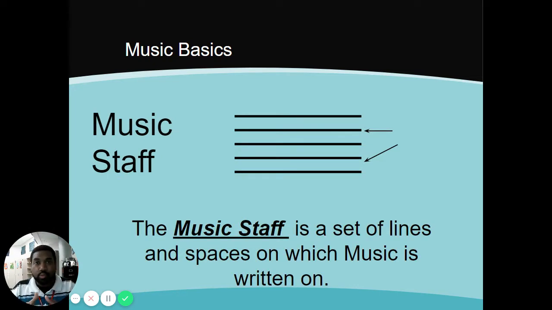Remember, this is where we place all of the notes that we use to read music. This allows us to be able to read how high, how low, and when to play something, okay? Just like the definition says, the music staff is a set of lines and spaces on which music is written. Yeah, very good.